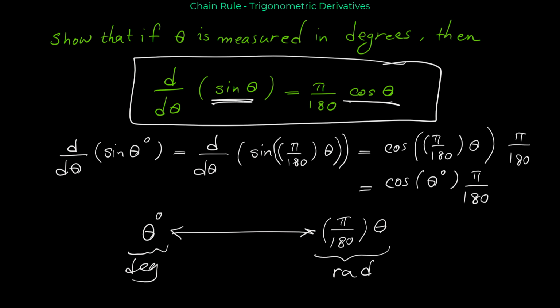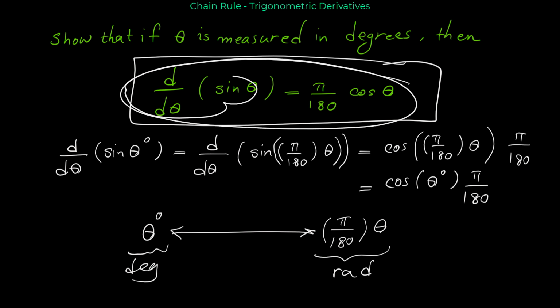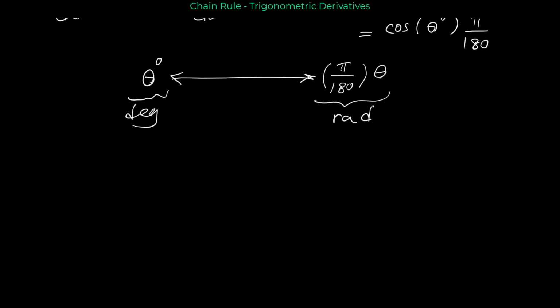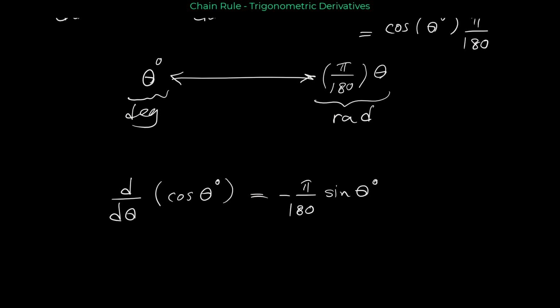Before I finish this video, attention that we have a similar rule for all trig ratios. For example, what is the derivative of cosine theta when theta is in radians? Negative sine theta. But can you imagine what the derivative of cosine theta is if theta is in degrees? Its derivative is negative sine of theta, but multiplied by pi over 180.